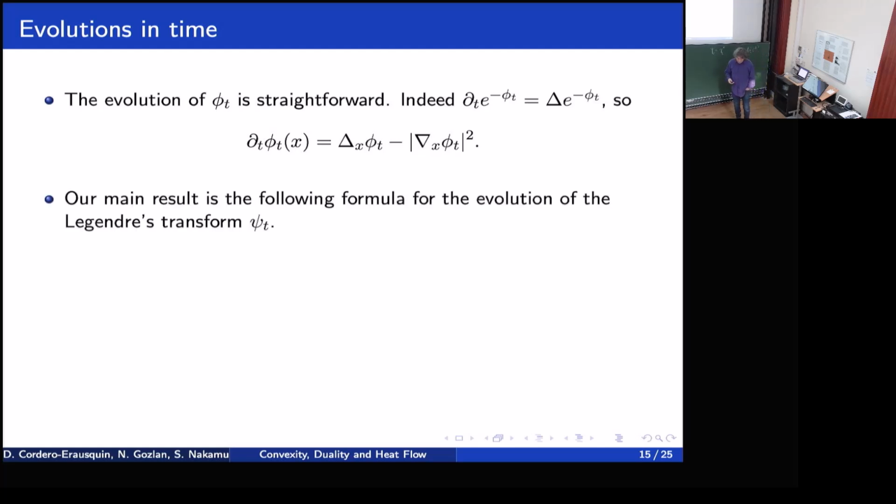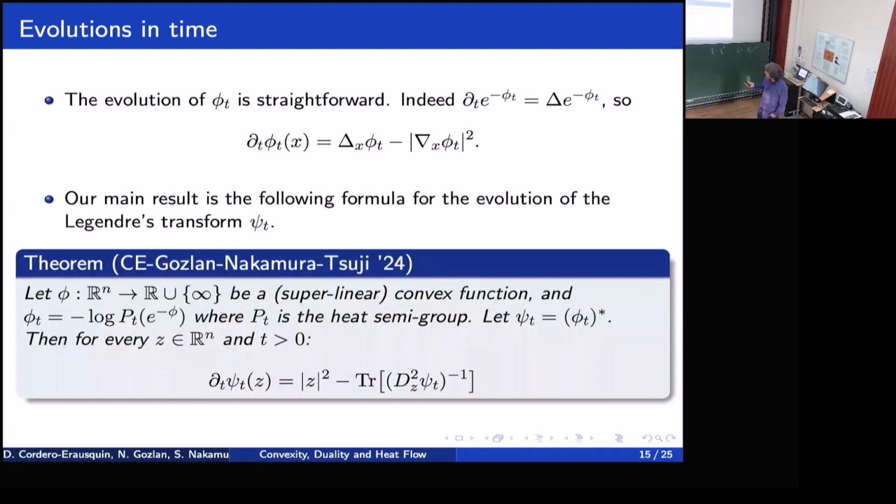Now the question is really what happens for psi_t. For a long time I could not believe that it would be possible to have a formula for psi_t. Because you know there is a supremum and so on, so it's really not clear that you can. Somehow the original work of Nakamura and Tsuji gives us hope that maybe there is something, we should really look at this quantity psi_t and see what happens. So our main result is really a lemma or a fact.